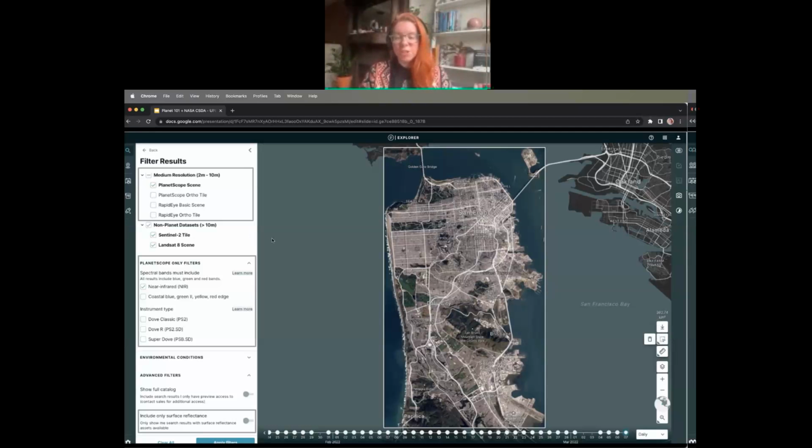You'll see some changes to the filters if you've been using Planet Explorer before, reflecting the different options that we have now with the SuperDove satellites. One of the big changes, which we'll talk about in a few slides, is that we've moved away from having separate 3-band and 4-band asset types, and everything is now under a single package called a PS scene. So you'll see that here, PlanetScope scenes, and then we have those ortho tiles that we were just talking about.